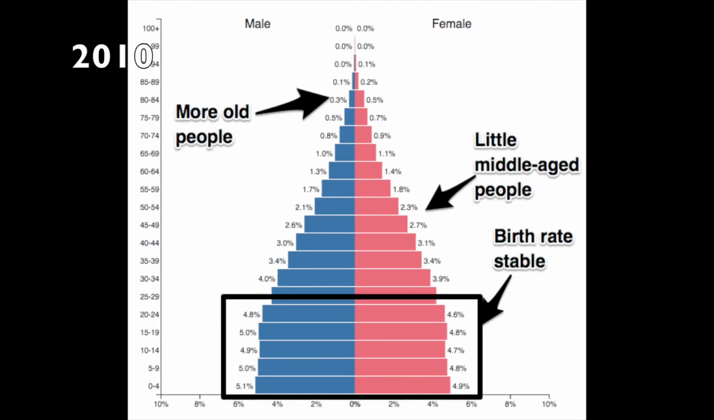Population pyramid 2010. Peru has a population of approximately 30 million people. Peru is now in stage 3 of the demographic transition model. There are more elderly people, and there is a stable birth rate. There are still very few middle-aged people, but the dependency ratio is better. The ratio of dependents to population aged 15 to 64 is 55 to 100.